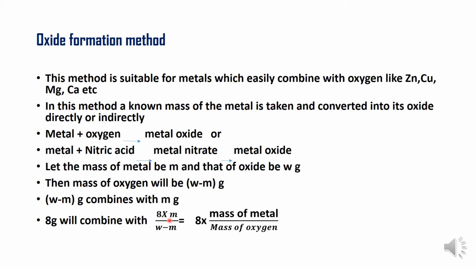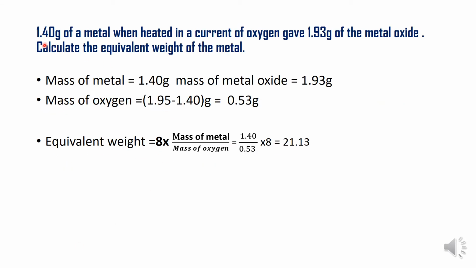So let us get a formula directly: 8 into mass of the metal by mass of oxygen. So simple formula. Learn this formula for equivalent mass of a metal when we are relating it to oxygen. That time we have to use this formula. So 8, where did 8 come from? We have to find for 8 parts of oxygen. Then mass of metal by mass of oxygen. So very simple formula. So we will go on with this and do one problem related to this.